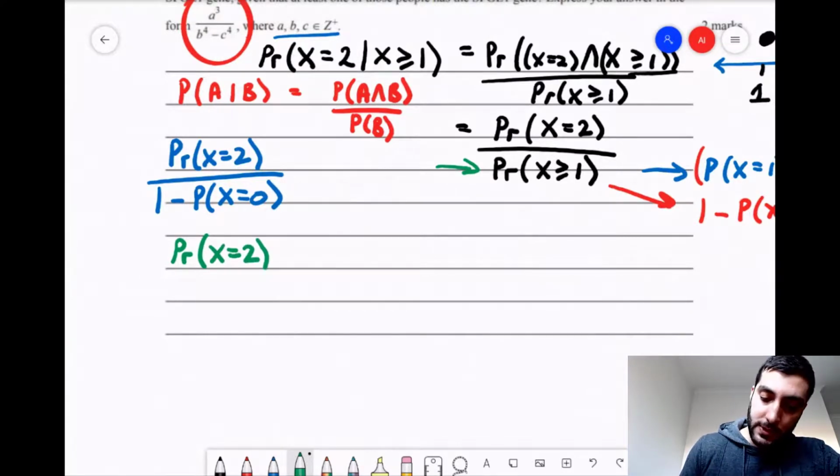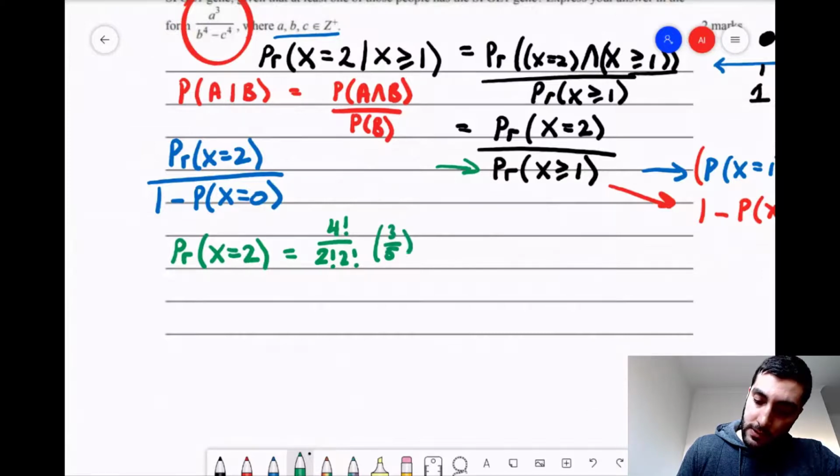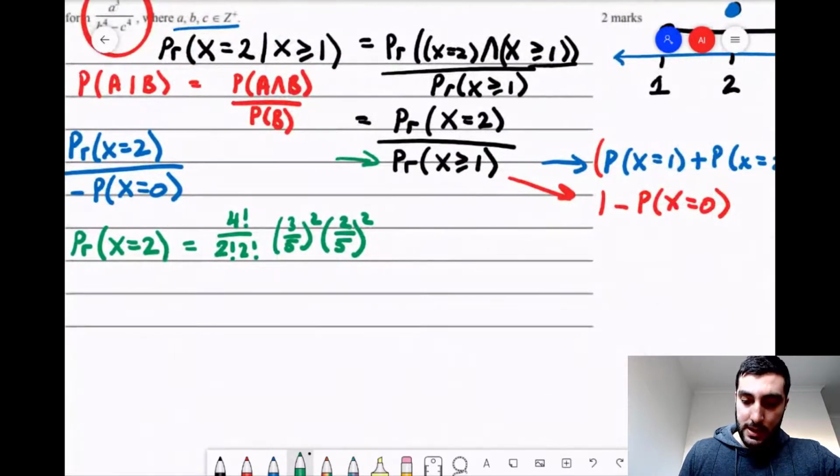Just like we did before using that binomial formula, which is in the formula sheet, we're going to have 4 factorial over 2 factorial, 2 factorial. We're going to have the probability of success squared, so that was 3 on 5 squared, 2 on 5 squared. 2 factorial times 2 factorial is just going to be 4. So then what we're going to be left with is 4 factorial divided by 4, which is 3 factorial. And 3 factorial is 3 times 2 times 1, so that would be 6.